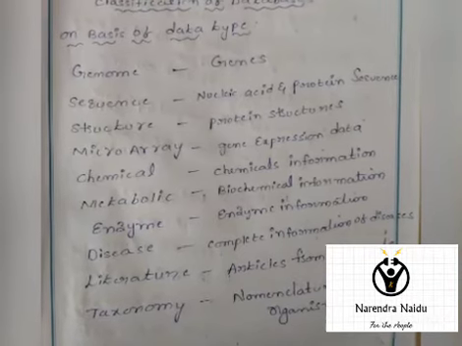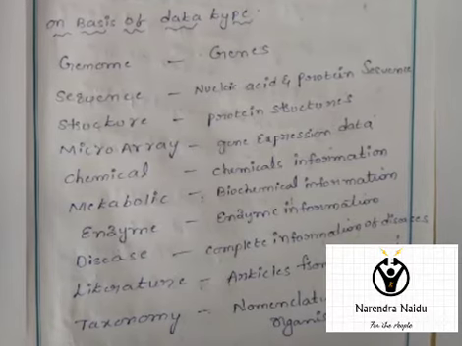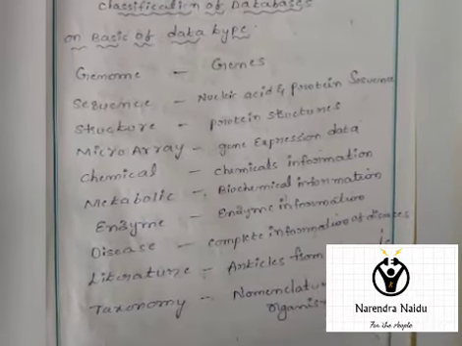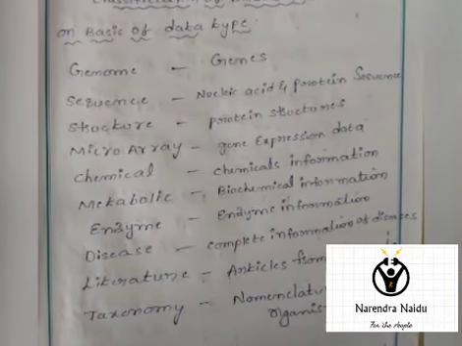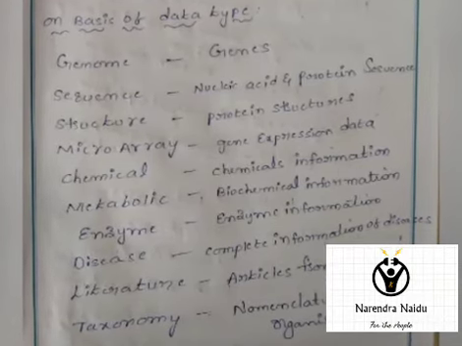information of enzymes, the disease database, which contains information of all the diseases, and the literature database, which contains information of different articles, and the taxonomical database, which contains information of nomenclature of organisms.